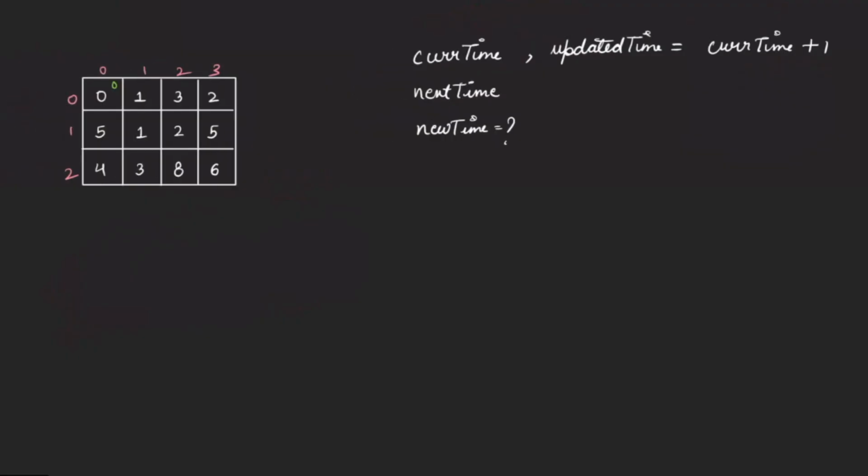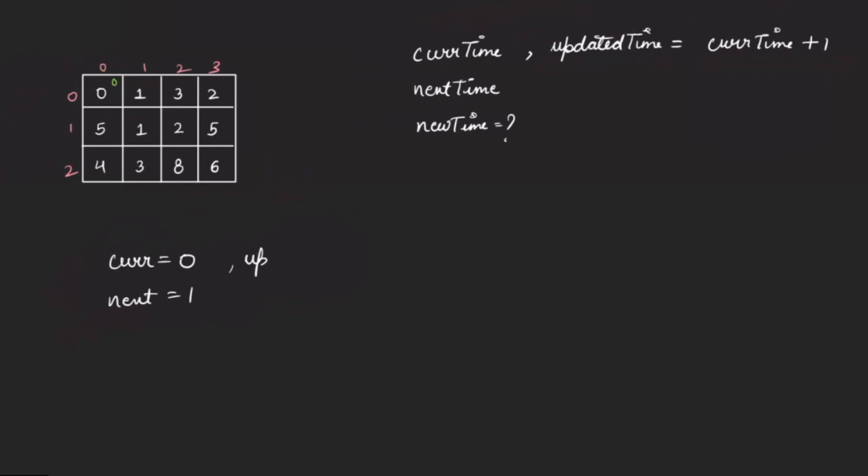So see, now when I am at this particular cell, what is my current time? It is 0, right? And what is my next time? It is 1. If I write it here, my current time is 0, my next time is 1, right? And since whenever we make one move my time always increases by 1, I will consider an updated time which will be equal to current time plus 1.